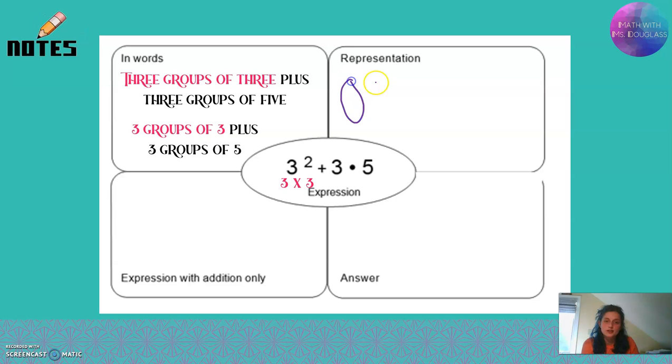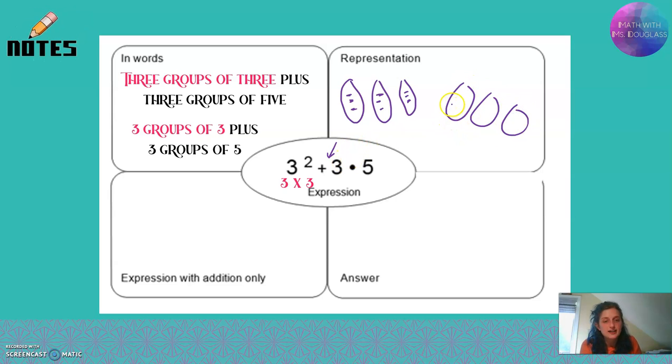Here's 1, 2, 3 groups, and in each one I'm going to have 1, 2, 3, 1, 2, 3, 1, 2, 3, and plus another 3 groups, 1, 2, 3, of 5. 1, 2, 3, 4, 5. 1, 2, 3, 4, 5. I'm not very good at sports. Does that look like a football? I think that's what the laces look like on a football. If you're a big football fan, don't be mad at me if that's not what it looks like.